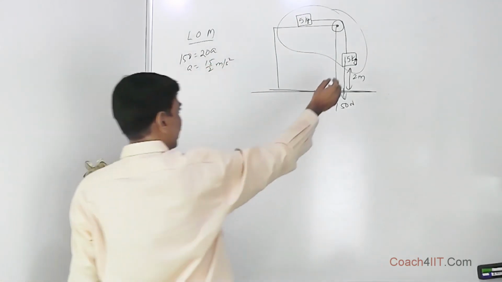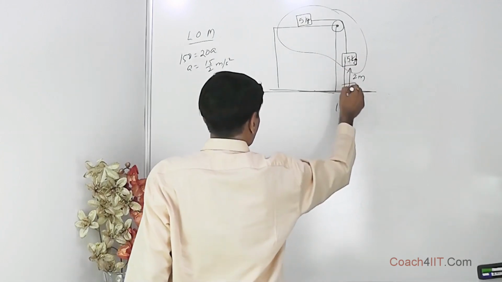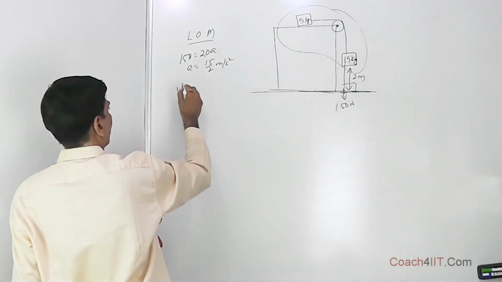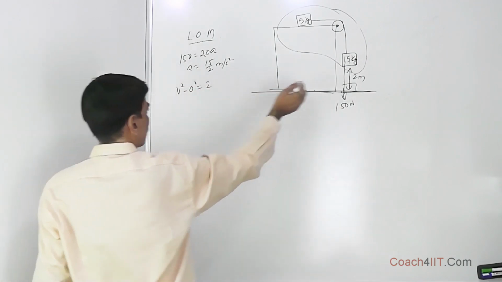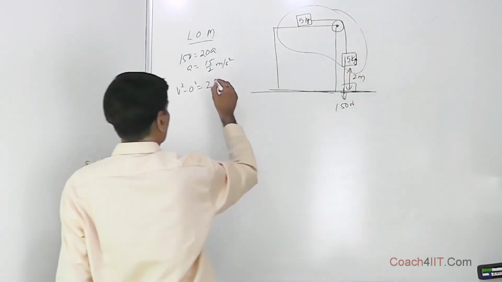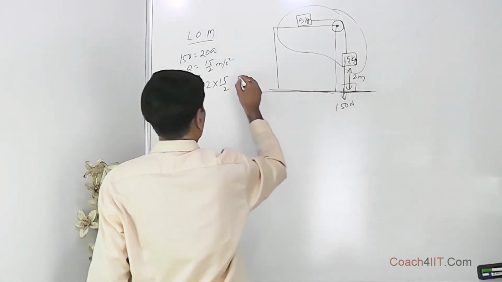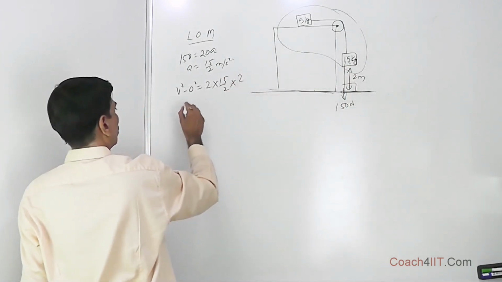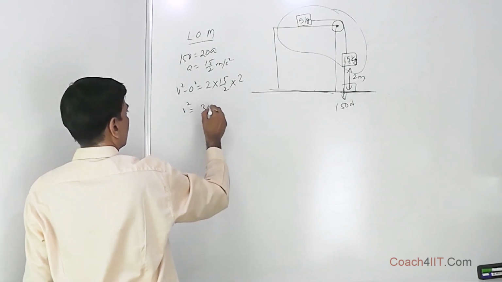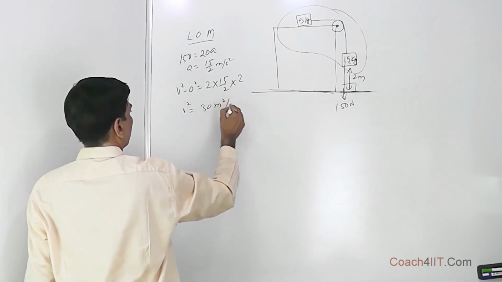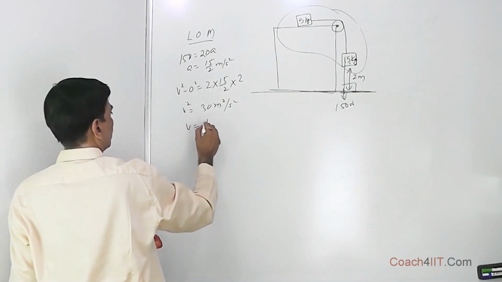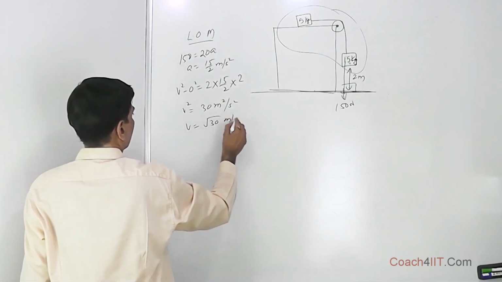And if we have to find the velocity with which this strikes the floor, it is v square minus u square. Initial velocity over here is 0, over here v. 2 into A, which is 15 by 2, into S, which is 2. So v square comes out to be 30 meter square per second square. So v comes out to be root 30 meter per second.